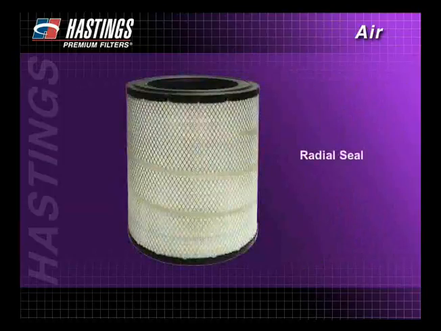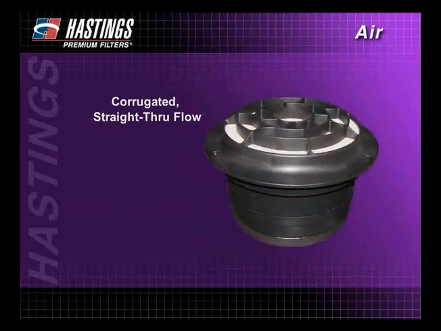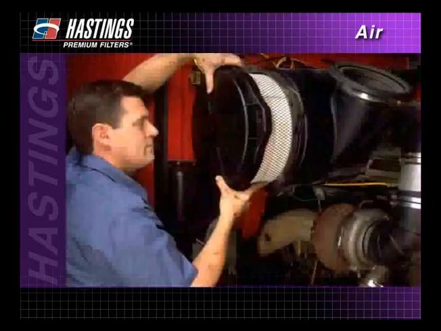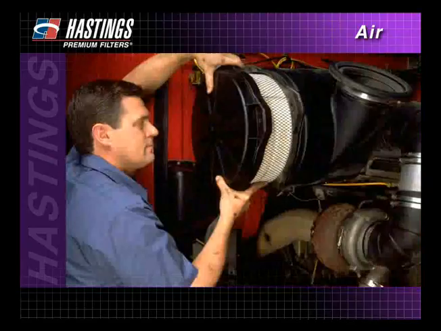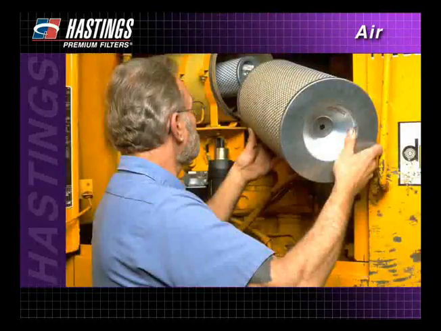Radial seal filters, which are designed with molded ends to make servicing easier and more cost-effective. And corrugated straight-through flow filters, which are designed to have high flow and high capacity in a more compact filter. Many heavy-duty engine systems have only a primary or single-stage filter. Others add a secondary element inside the primary filter.